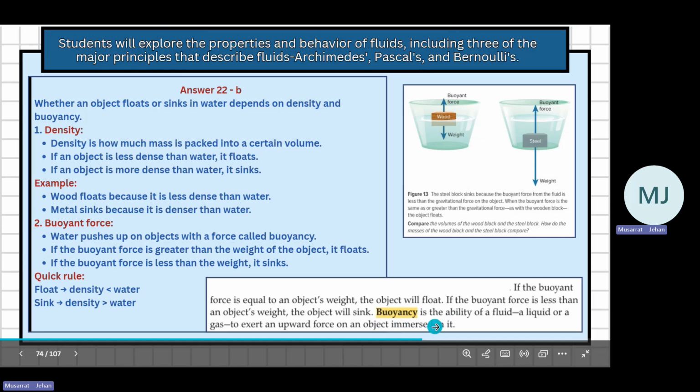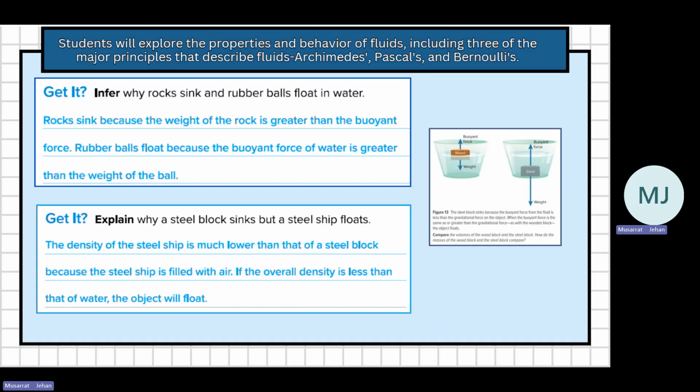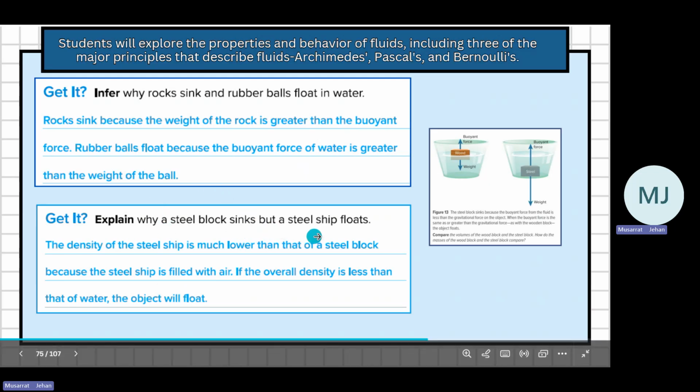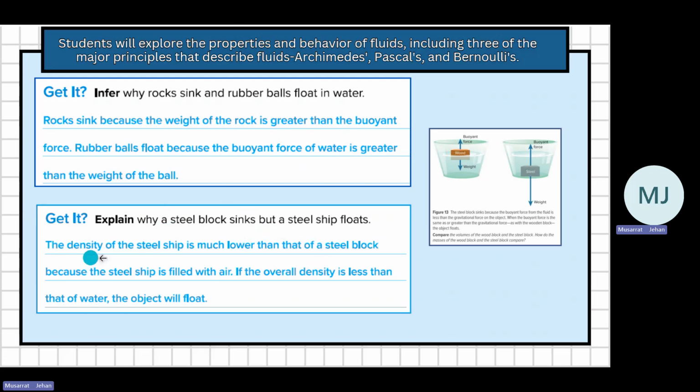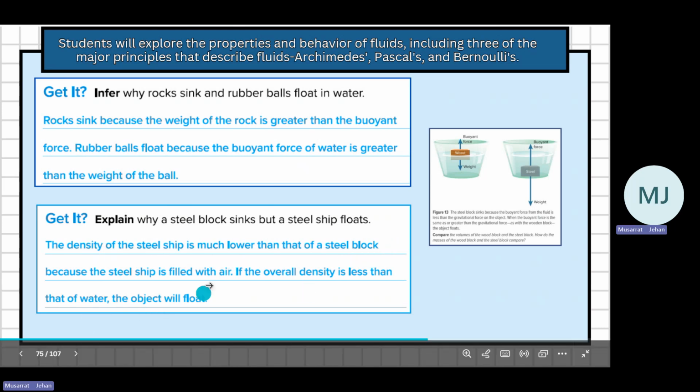And what is buoyancy? It is the ability of a fluid to exert an upward pressure on an object that is immersed in it. Why do rocks sink and rubber balls float in water? Rocks sink because the weight of the rock is greater than the buoyant force. Rubber balls float because the buoyant force of water is greater than the weight of the ball. Why does a steel block sink but a steel ship floats? Because the density of the steel ship is lower than that of the steel block, because its volume is more. It is filled with air.